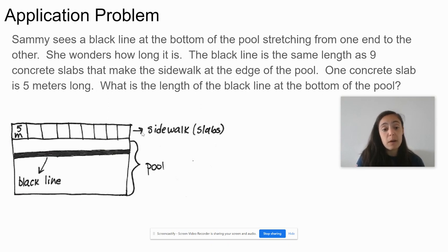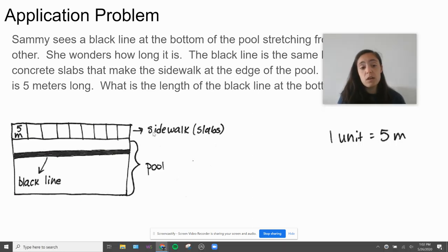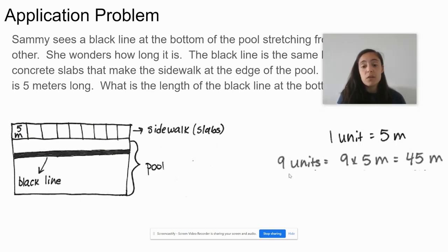So I label my sidewalk, I label my pool, and I think about this black line and think about how there are 9 total. So now I need to find out what is the length of the black line at the bottom of the pool. How can I solve that? I know each block is 5, so I need to think about 1 unit or 1 block is 5 meters. So I need to times 9 by 5, which is 45 units long. So that would be my answer to my word problem.